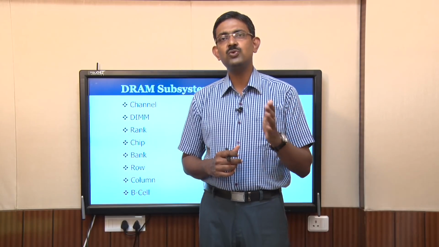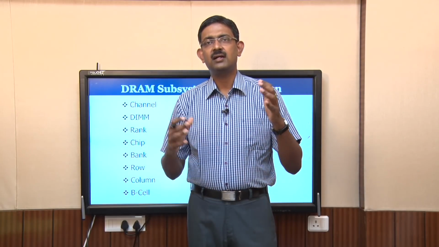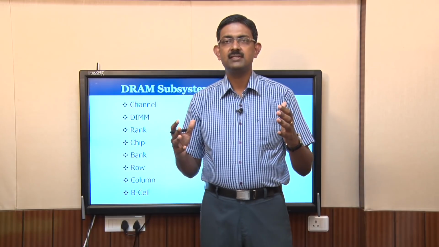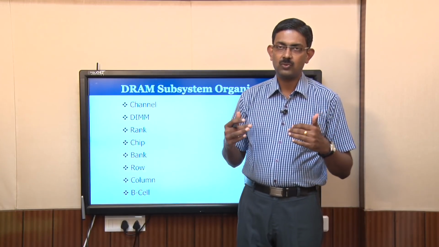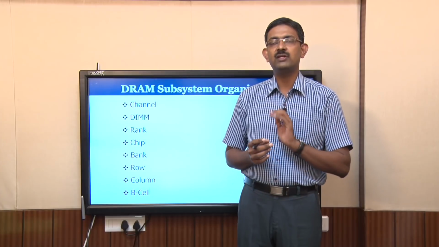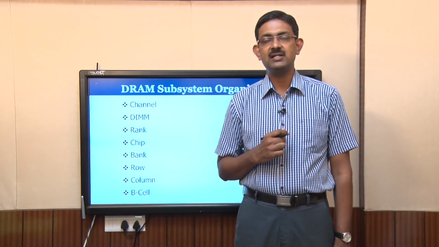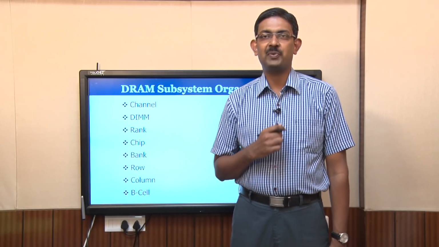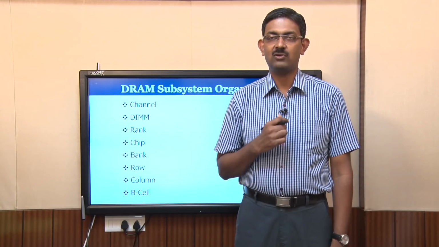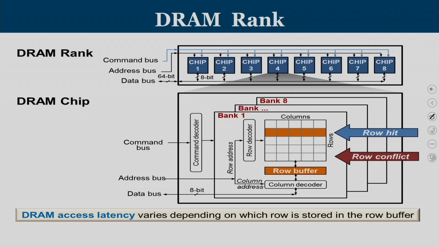We have seen that once you give a row address, the contents of the entire row get transferred to the row buffer, and then you give the column address and mention what kind of operation, whether it's a read operation or a write operation, that you are going to carry out on this DRAM. This diagram is also familiar to us.